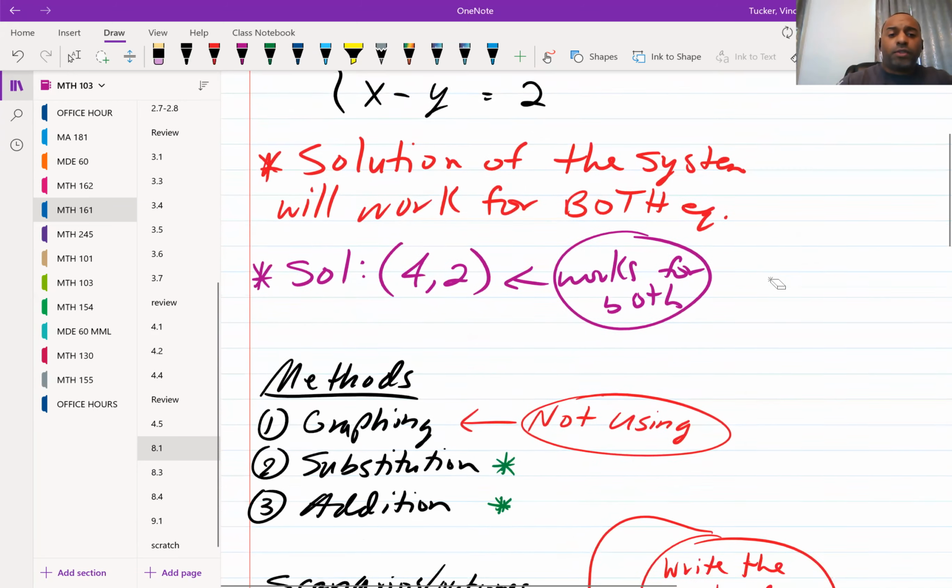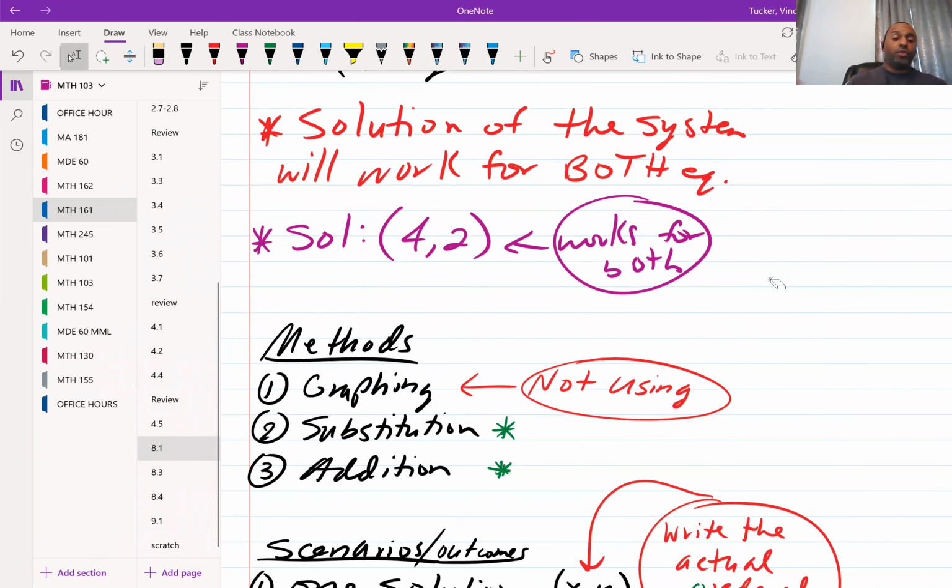All right, so there are three methods that can do it, but we're not using one of those methods in this section. You can solve the system by graphing, by substitution, or by addition. If you were solving by graphing, you would graph both lines and where they intersect would be the solution. But once again, we're not using that one. This section emphasizes solving by substitution and solving by addition.